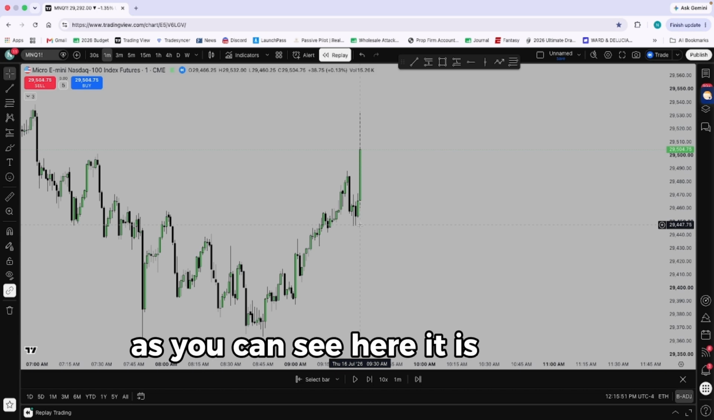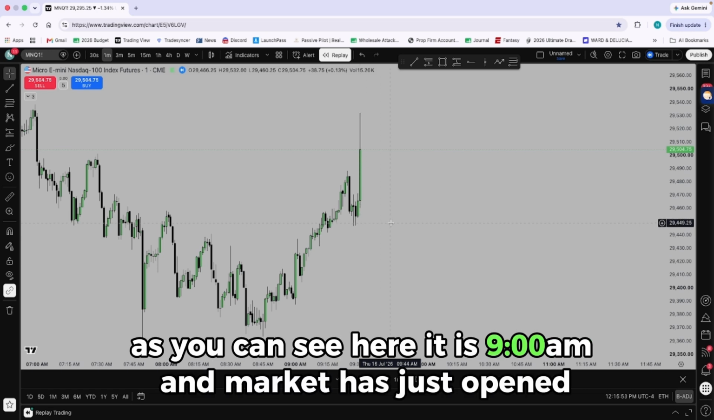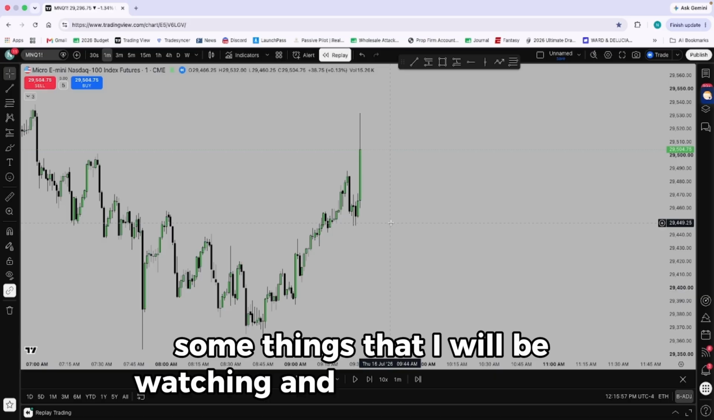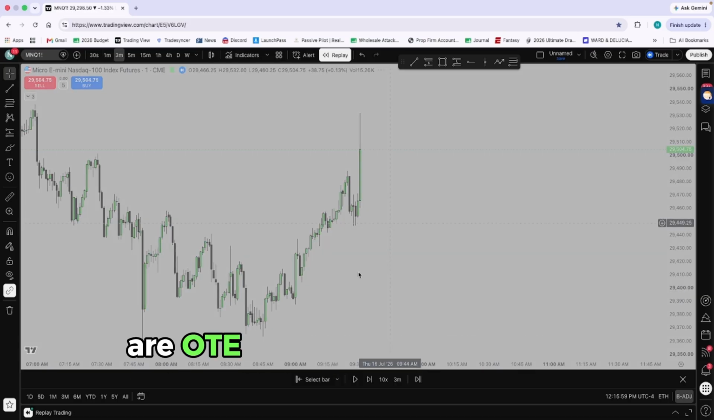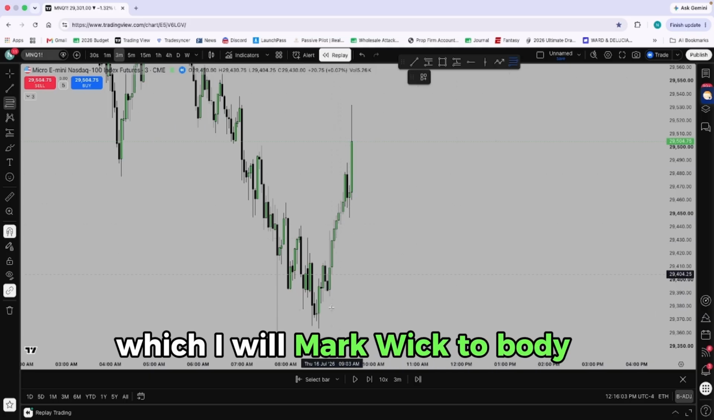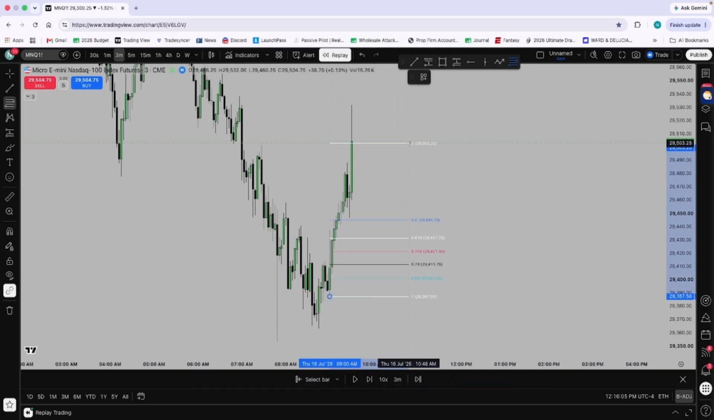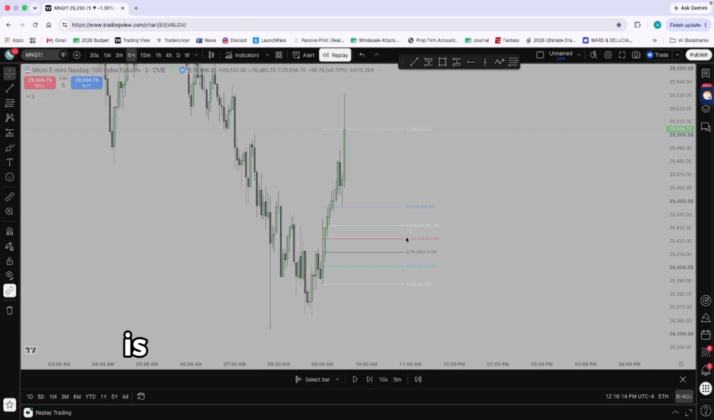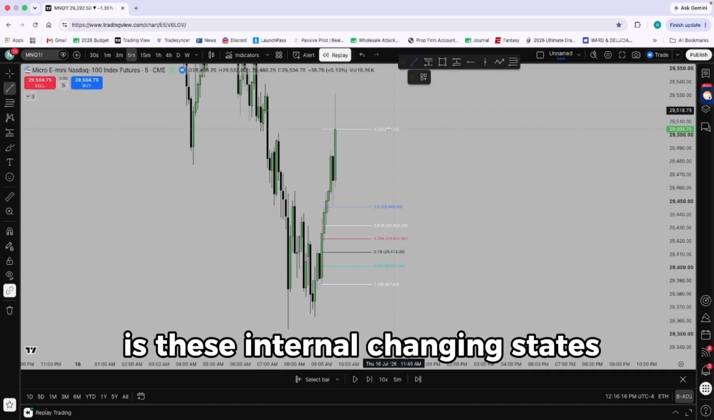As you can see here, it is 9:30 a.m. and market has just opened. Some things that I will be watching and want to mark out are OTE of this pre-market price leg, which I will mark wick to body on the 3-minute time frame. Another thing that I will mark is these internal change in states of delivery.